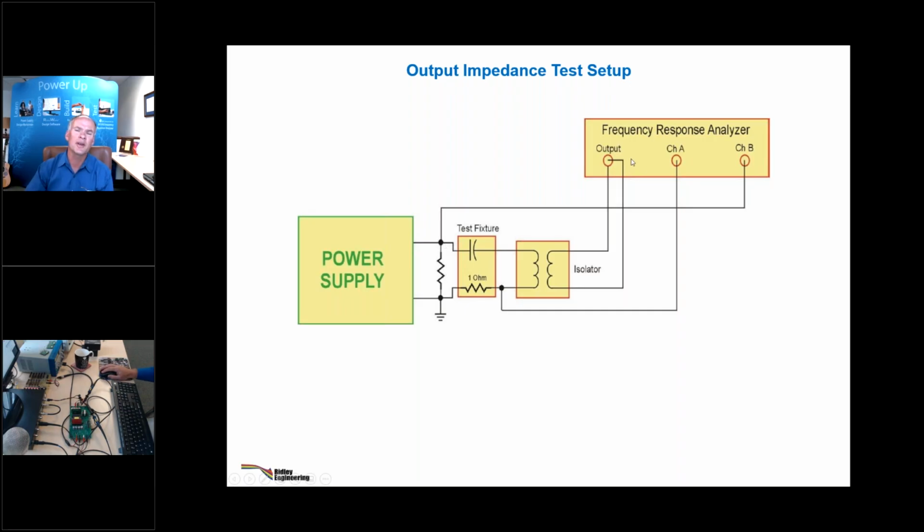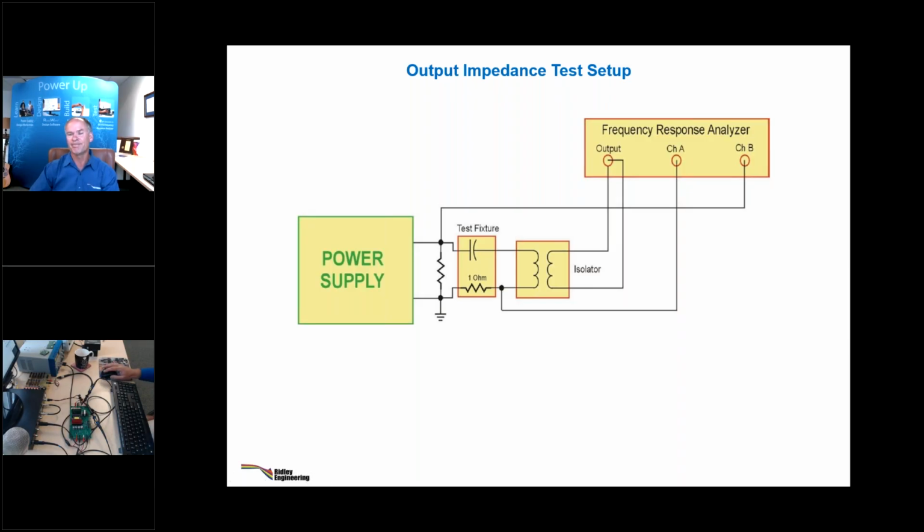Most frequency response analyzers have a 50 ohm output impedance. We have something of a step down with our isolator. We step it down 2 to 1. So now we've got twice the current capability and we've got lower impedance on this. So it does much better matching and will push more current into the output of the power supply.